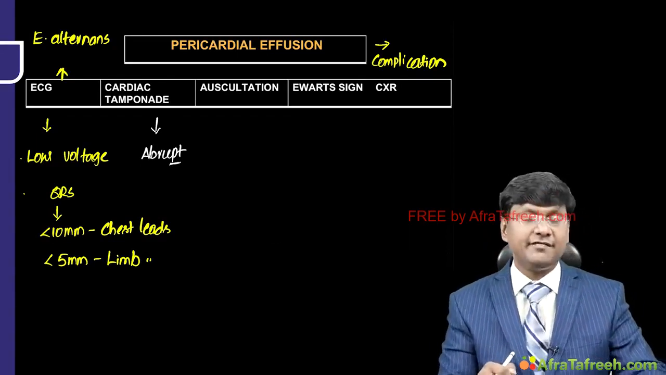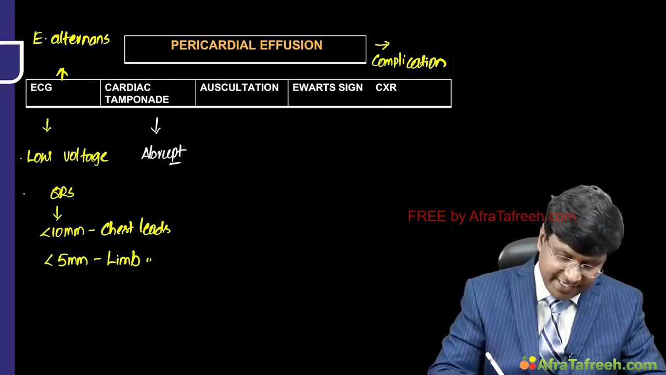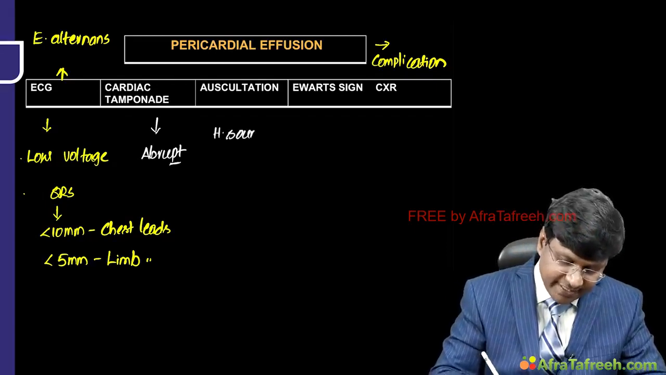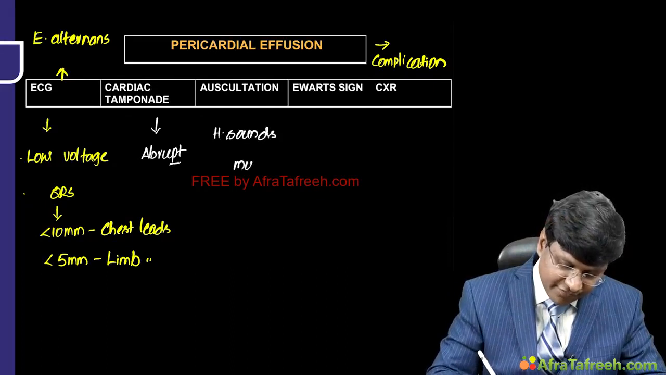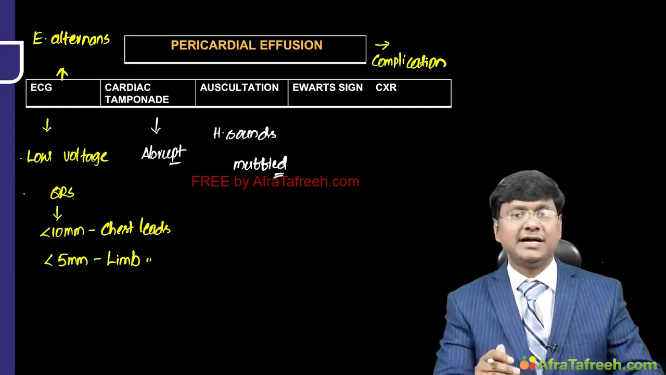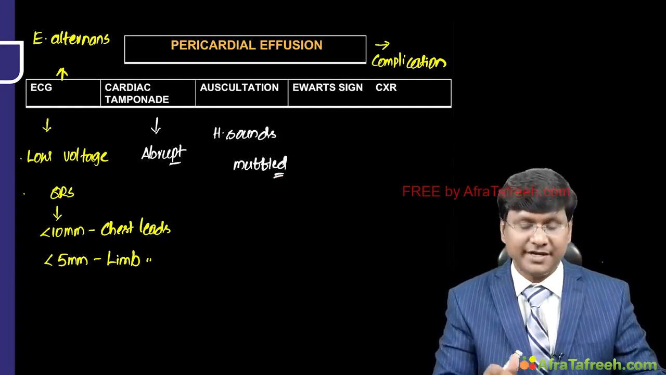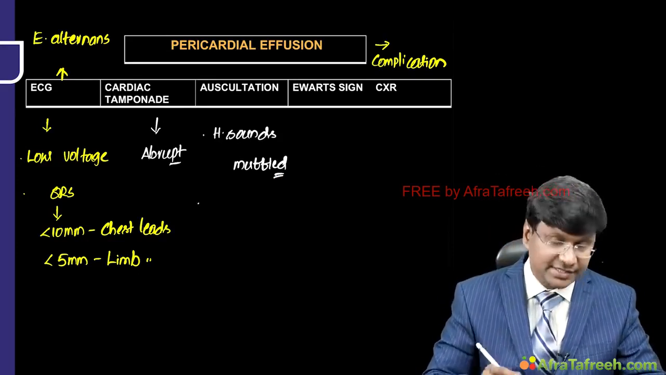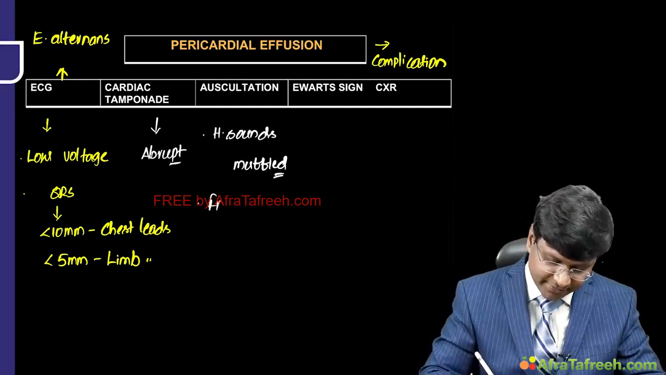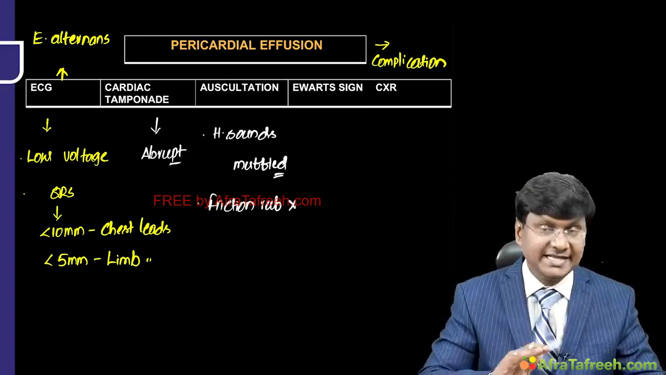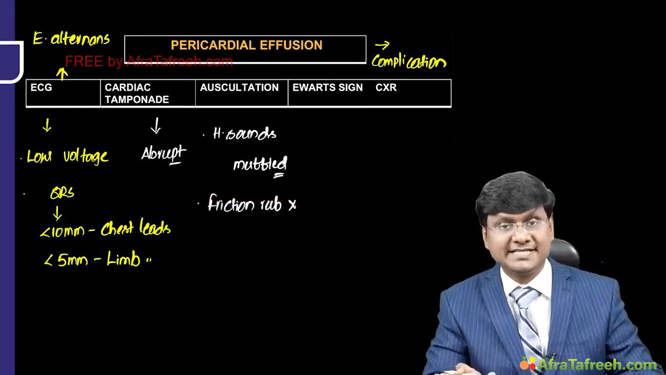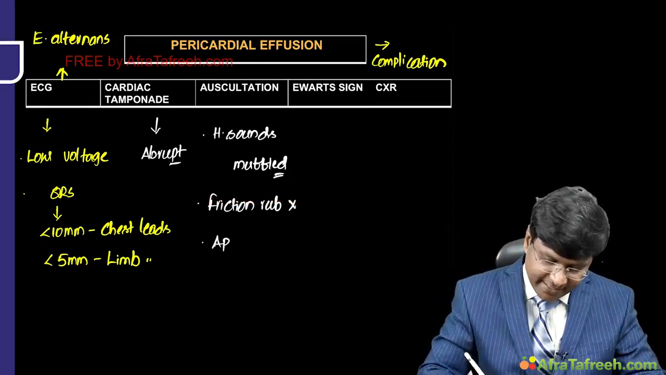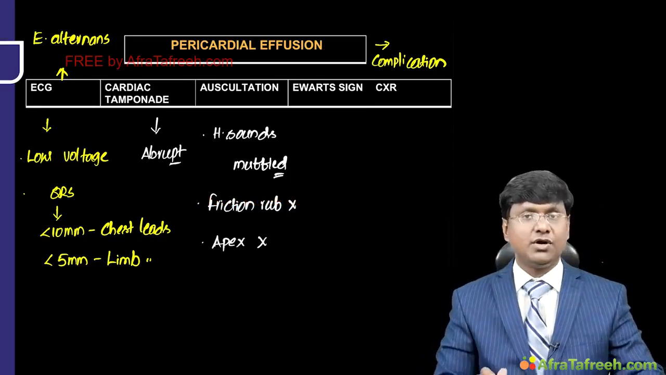But what will be the auscultatory finding in case of pericardial effusion? In pericardial effusion, the heart sounds become muffled because of the presence of the fluid. Because of the fluid, the transmission of the heart sounds to the surface of the chest will not occur appropriately, so the heart sounds become muffled. Another important point is the pericardial friction rub. If there is pericardial effusion, the friction rub disappears. Even the apical impulse also disappears.